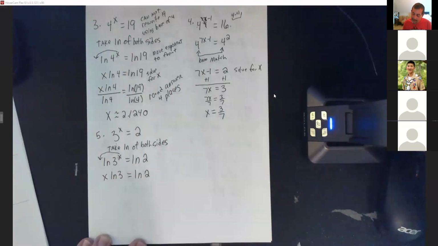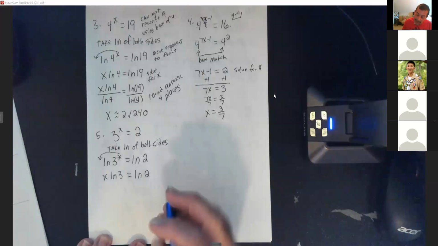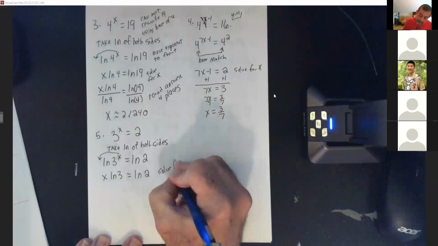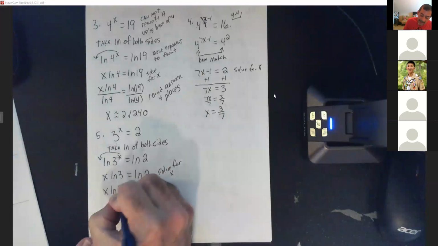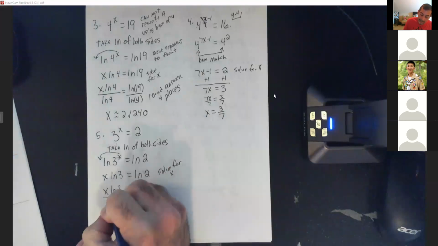All right, so now we've got it rewritten. We're going to solve for the x, which means divide both sides by ln of 3.